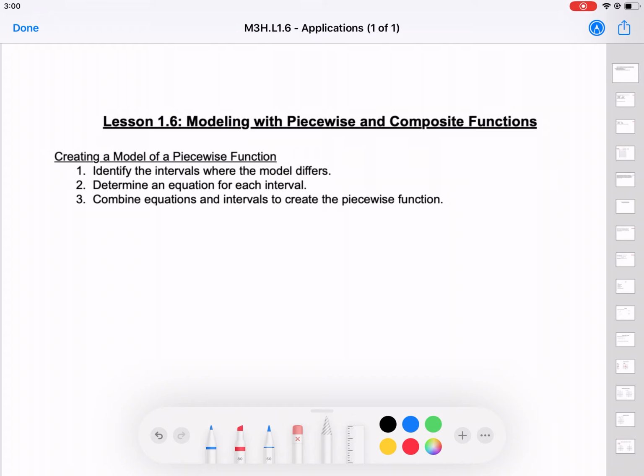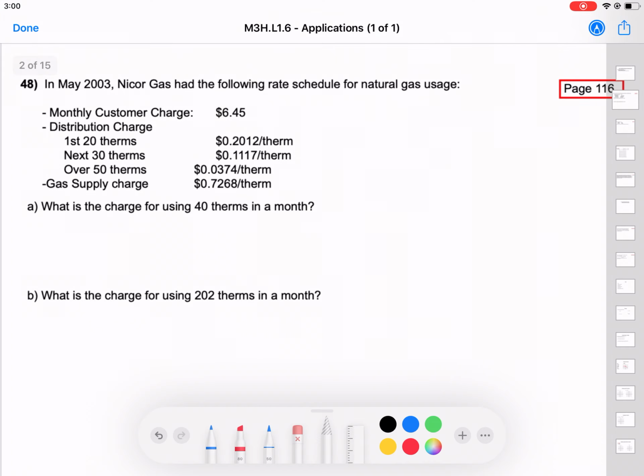a piecewise function. So I first like to identify the intervals where the model differs. I like to determine an equation for each of those intervals, and then I combine it into one big piecewise. And once we do a problem like that, I'll show that process. First, let's talk about this gas usage.